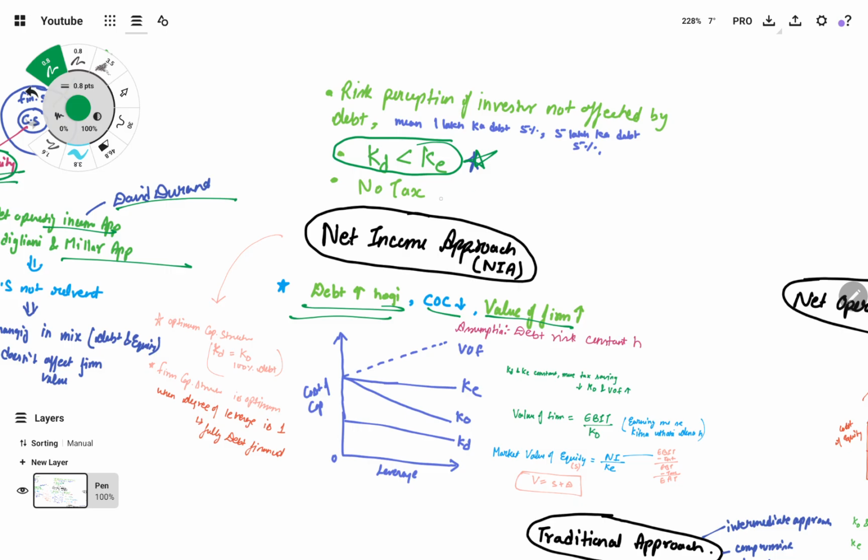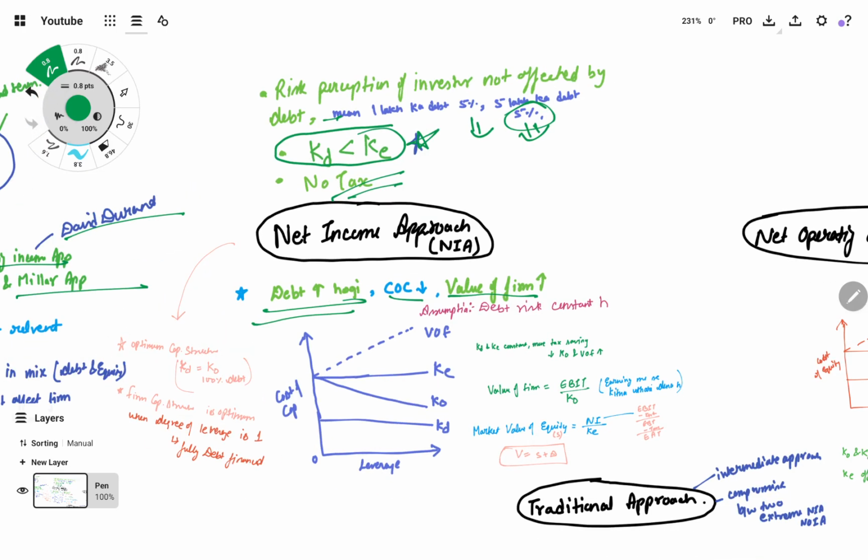No taxes, as all these approaches follow no taxes. So this is the common assumption we can say. And risk perception of investor is not affected by debt. What do you mean by that? It means that if you are taking debt of 1 lakh, the cost is 5%, and if you are taking more debt like 5 lakh, then the cost of debt is also 5%. There is no change in it.